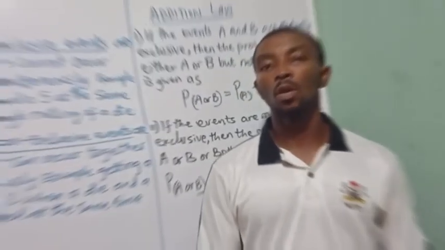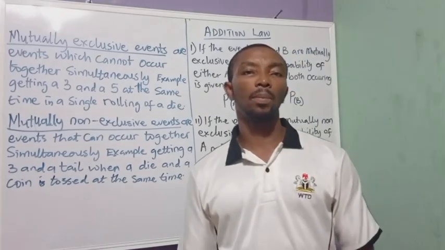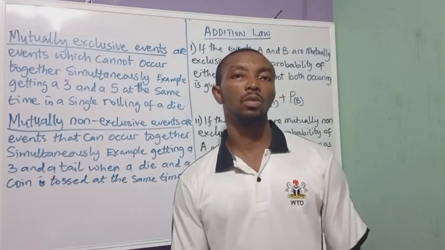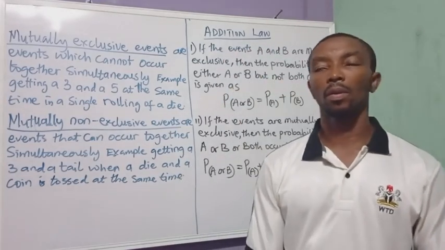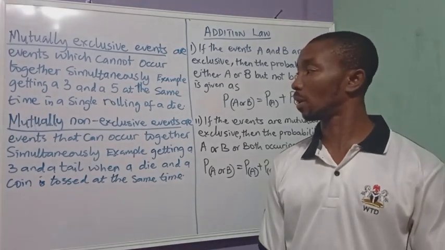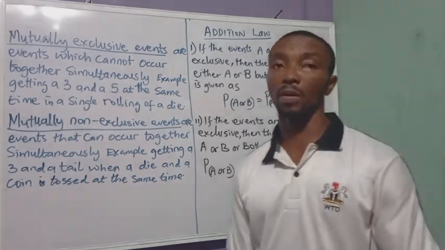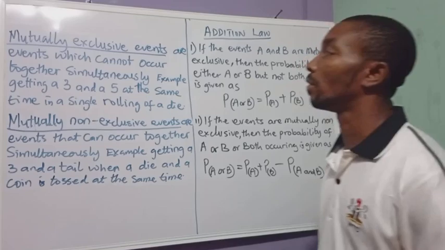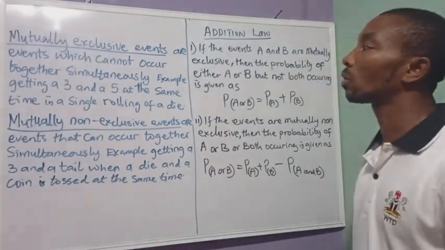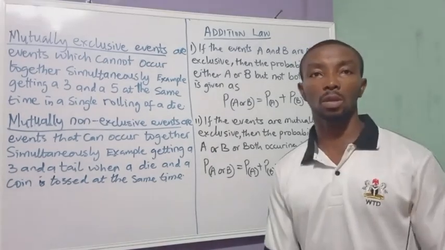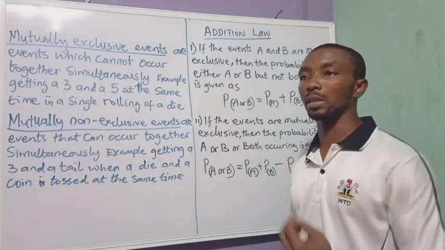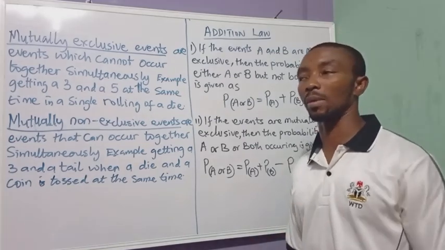Welcome back. Earlier, we talked about probability being the likelihood of something to occur. Today we'll be looking at mutually exclusive events and non-mutually exclusive events. Now, what are mutually exclusive events? Mutually exclusive events are those events which cannot occur together simultaneously. That means they can't happen at the same time.